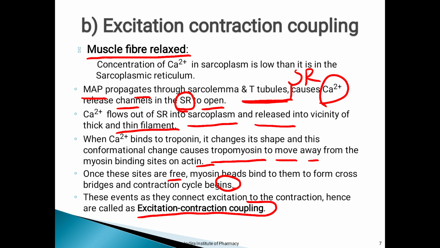So that is why it is called excitation. That is, excitation happens at what step? When the muscle action potential reaches the sarcolemma and then the sarcoplasmic reticulum. So excitation is connected to contraction. So it is called excitation contraction coupling.